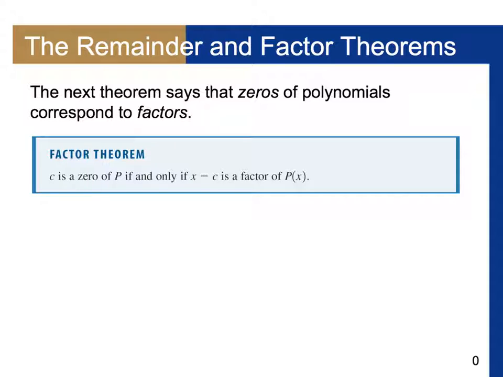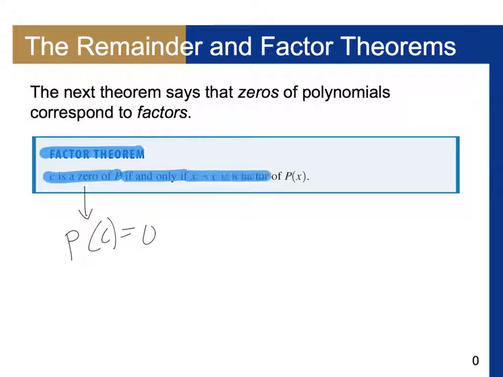The next thing we'll look at is our factor theorem, and this goes hand in hand with the remainder theorem. Our factor theorem says, if c is a 0 of p, let's define that again: c is a 0 of p means p of c equals 0. So that's another way of saying that. If and only if x minus c is a factor of p.